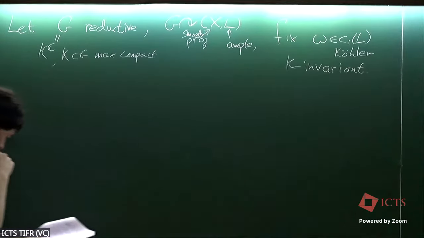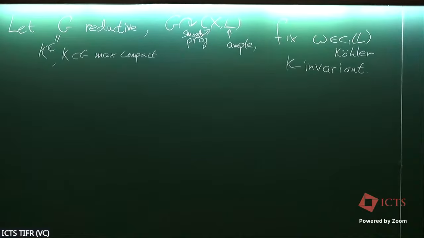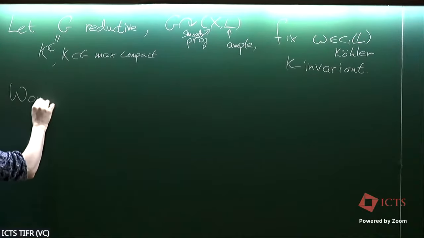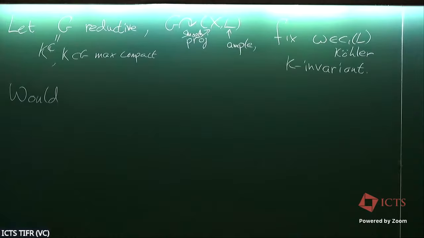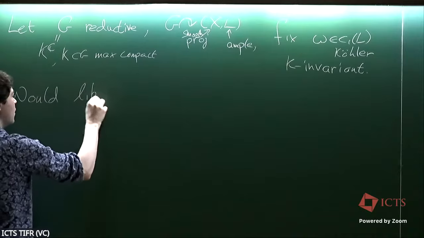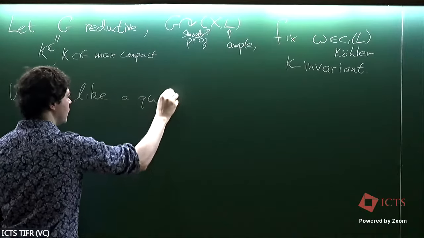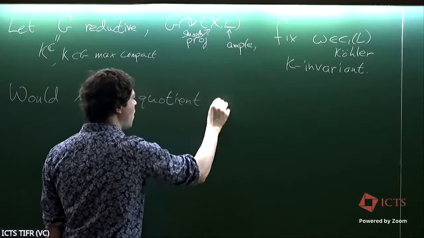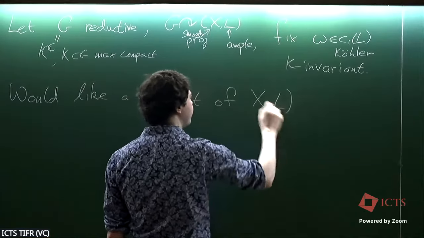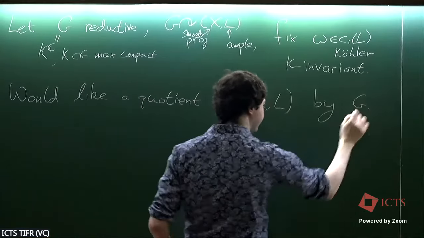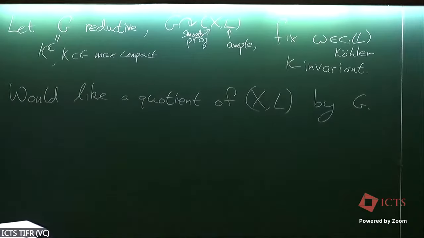Okay. So we would like a quotient, motivated essentially by trying to construct moduli spaces. What we would like to do is construct a quotient of X by G. So we'd like a quotient of (X, L) by G. We can do this in two different ways, and essentially the connection between these two ways is the Kempf-Ness theorem.